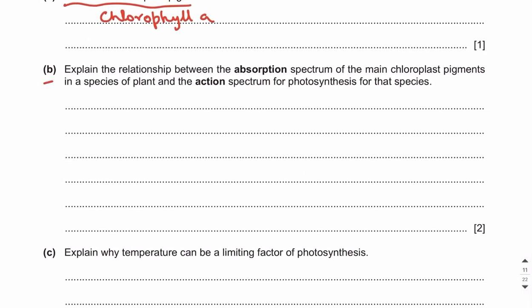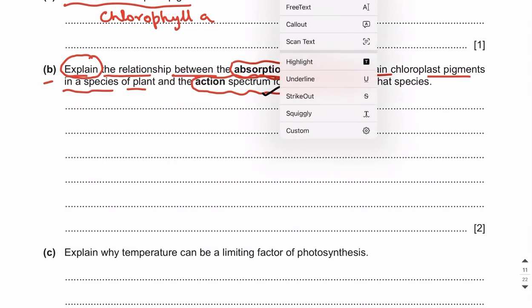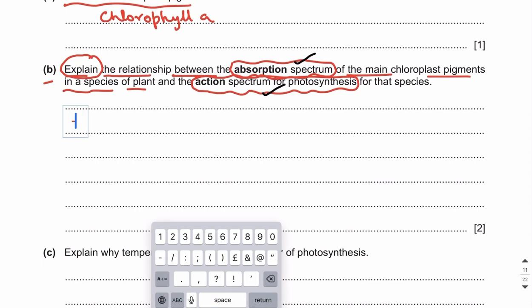Let's move on to part B. Explain the relationship between the absorption spectrum of the main chloroplast pigments in a species of a plant and the action spectrum for photosynthesis for that plant species. So guys, we have to explain the relationship between absorption spectrum of pigments and action spectrum for photosynthesis of the plant species. So guys, how do we define absorption spectrum? Absorption spectrum is how much of each wavelength is absorbed by a pigment.